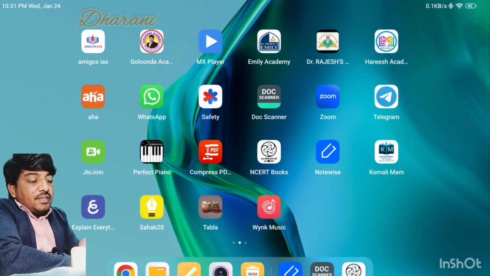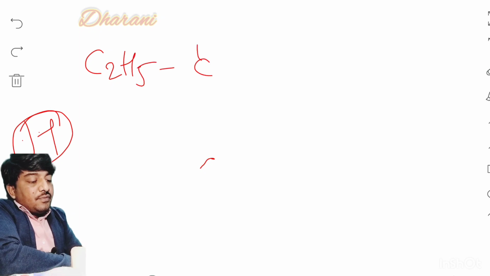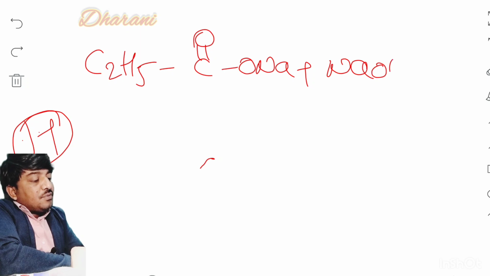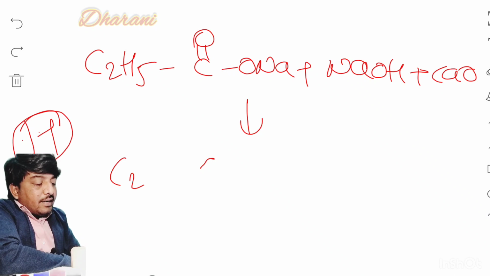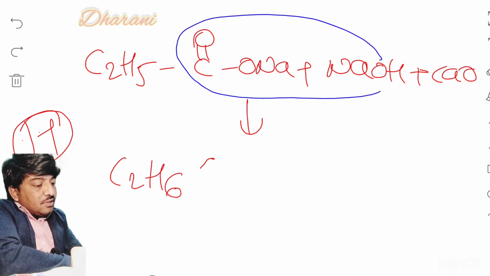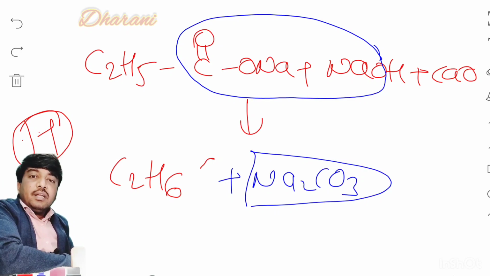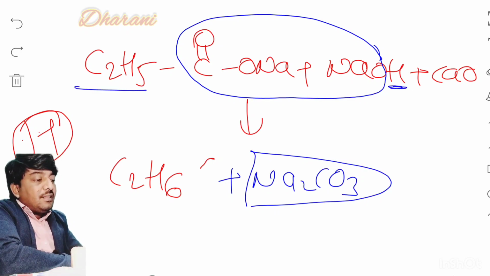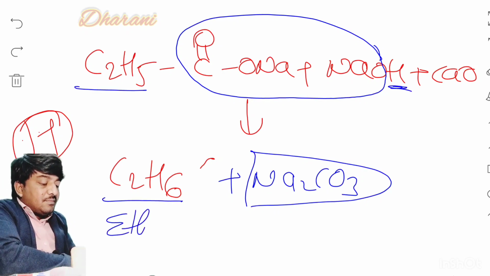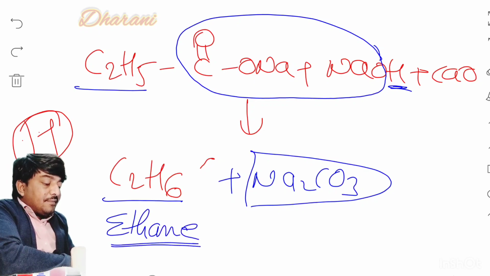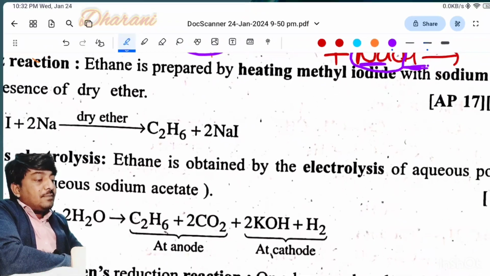Sodium propionate means C2H5C double bond O Na, reacting with soda lime, which is the NaOH plus CaO combination. The product is ethane, C2H6, just remove this part. Na2CO3 is known as sodium carbonate. The product is C2H5 with a hydrogen present, giving C2H6, which is ethane. Okay, the next process.